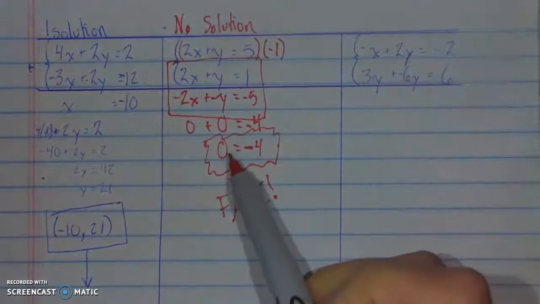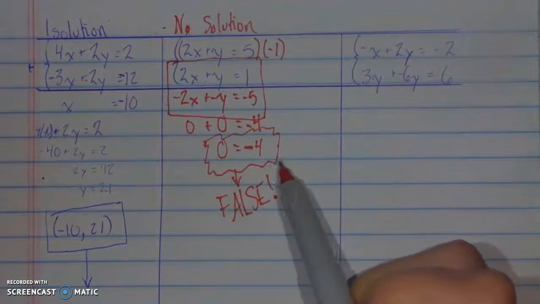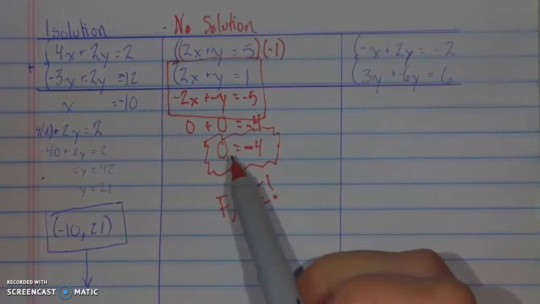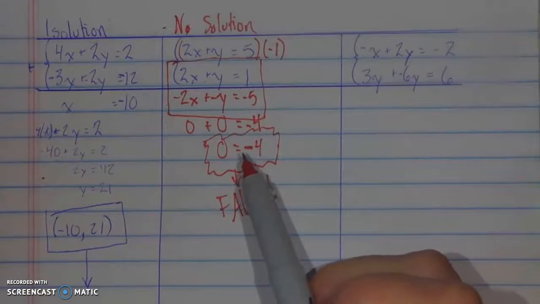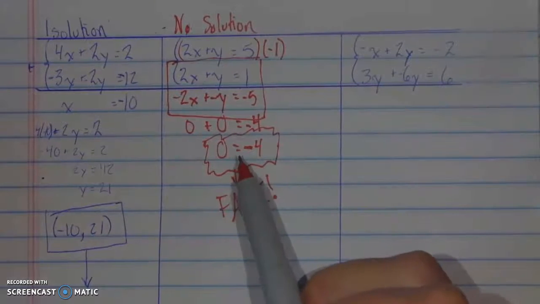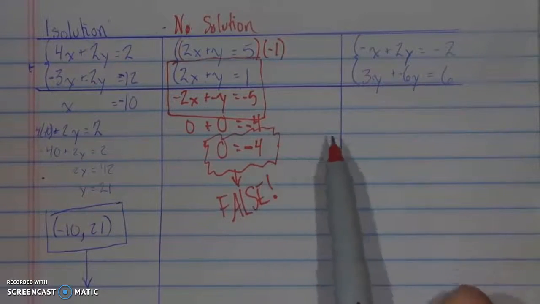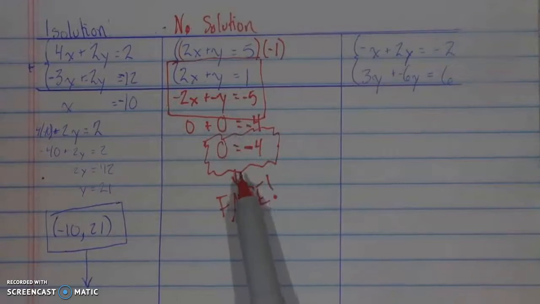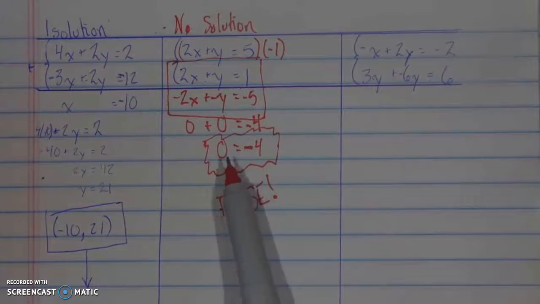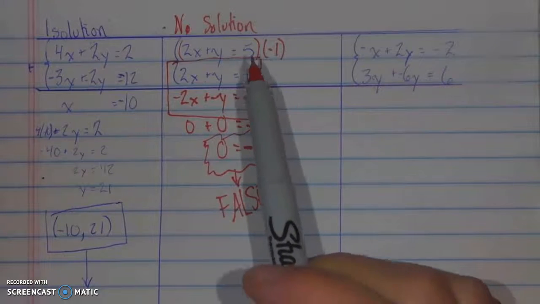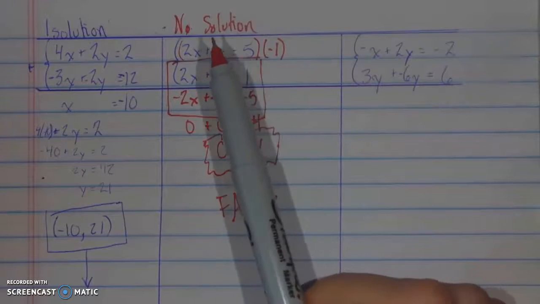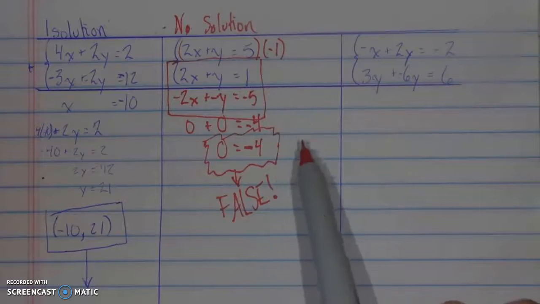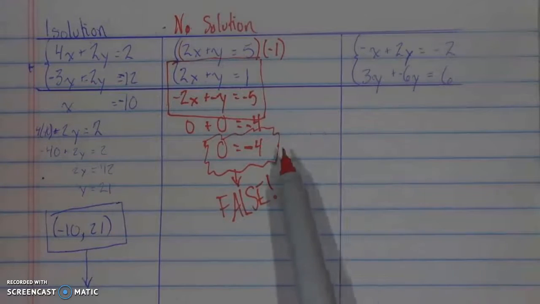If you ever find a false statement, so you've eliminated all variables, but your answer is false, like 0 equals -4, or 1 equals 2, or 7 equals 9.5, well, that's just not true. It's false. So that means that if your solution didn't work, your assumptions were wrong. So I assumed these two lines would share a point, and I was wrong. They don't. So that's what this means.